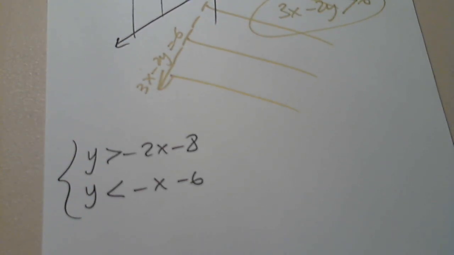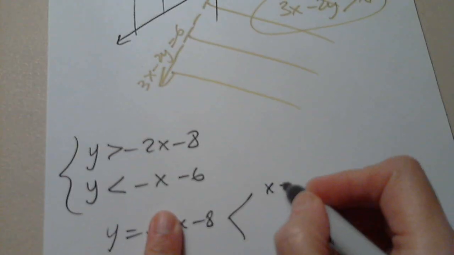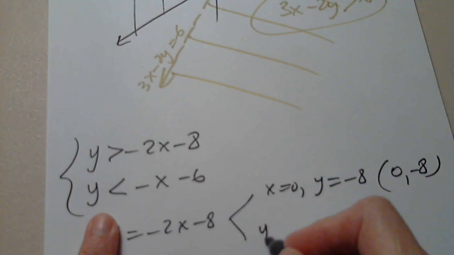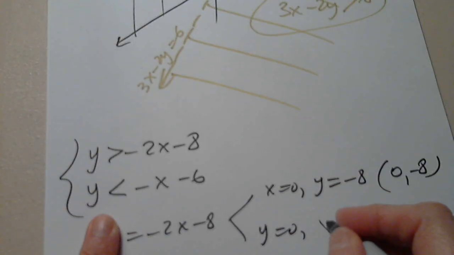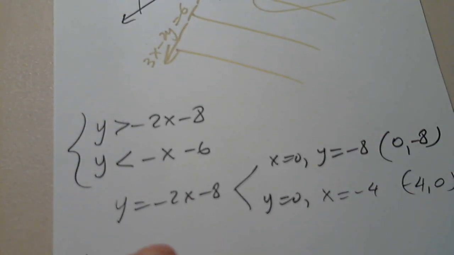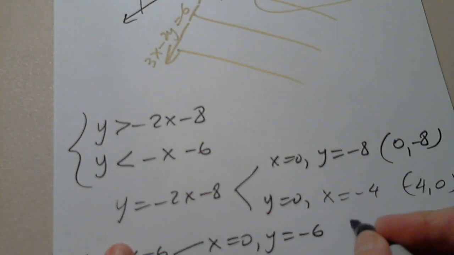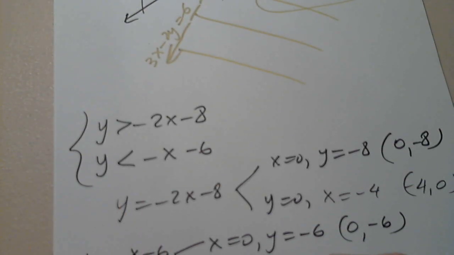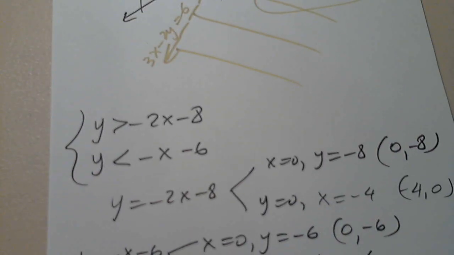Good. Awesome. Like before, y equals negative 2x minus 8: when x is 0, y is negative 8, so 0, negative 8. When y is 0, I move negative 8 and divide, so it's 8 divided by negative 2, so negative 4, 0. I'll do the same with this. So y equals negative x minus 6. When x is 0, y is negative 6. When y is 0, I move negative 6 to the other side, so x is negative 6, because it will be positive, but I divide by negative 1. So negative 6, 0.